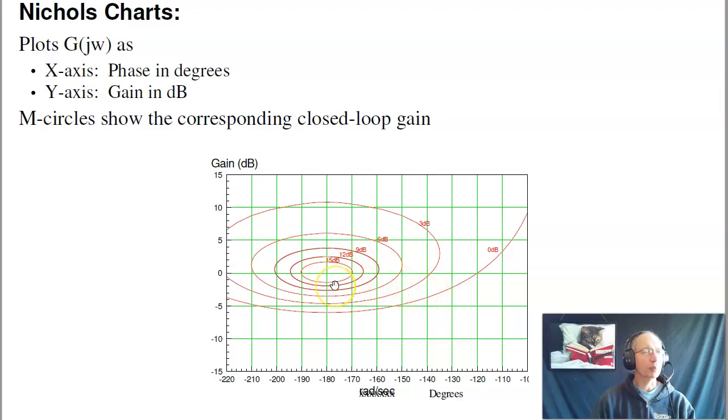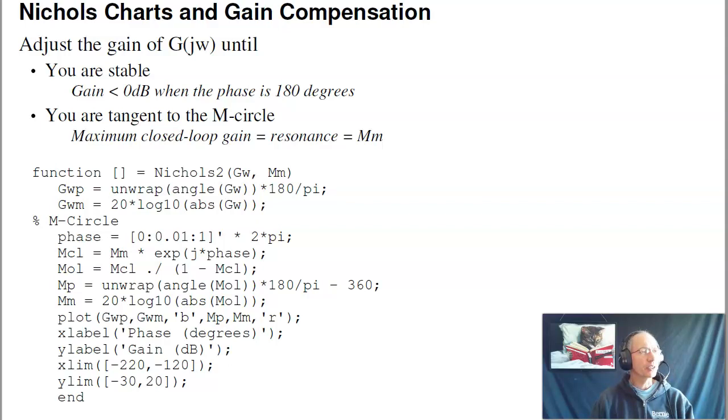So to use the Nichols chart, I really need these M circles. I need to know where's my keep away region. MATLAB does have a Nichols function, but it doesn't draw the M circles terribly well, and Nichols charts without M circles are kind of useless. So we can write our own function.